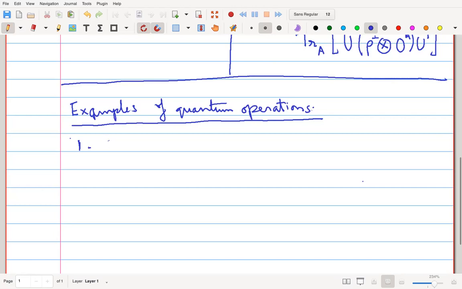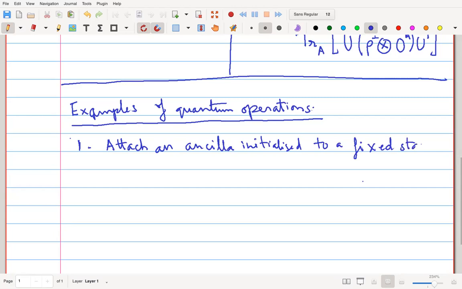The first one would be to attach an ancilla. Even that's a quantum operation. Very simply, attach an ancilla initialized to a fixed state. Earlier the fixed state was the all-zero state, but more generally this is also a quantum operation. This is the operation which sends rho I to rho I tensor sigma A, where sigma A is fixed.